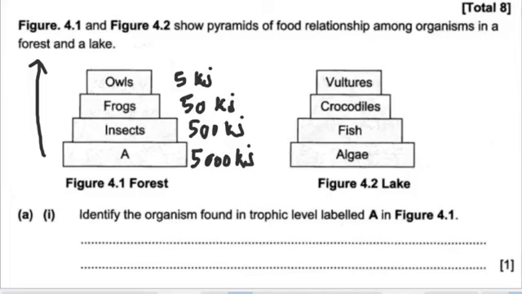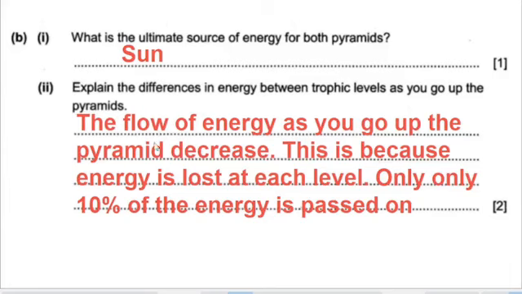Okay, so I hope that it's clear, you have gotten something. So let's see how we can answer it. We can say the flow of energy as you go up the pyramid decreases. This is because energy is lost at each level. Only 10% of the energy is passed on. So remember, the other 90% of energy is being used for processes such as respiration, excretion, growth, movement, and other metabolic activities. So only 10% of the energy is the one that is going to be passed on.